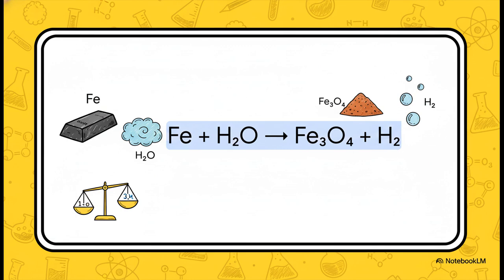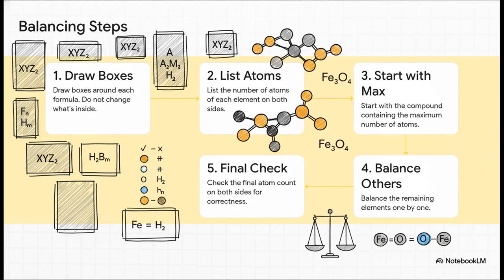Let's try to balance this equation, which is a very common example from your textbook. We have iron, that is Fe, reacting with water, H2O, to form Fe3O4 and hydrogen gas, H2. Just by looking at it, you can see it's unbalanced. There's 1 iron on the left and 3 on the right. So let's follow the steps.